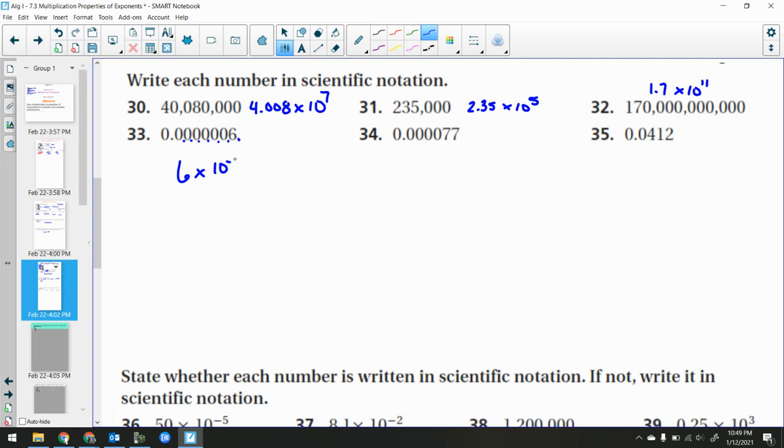So negative 7th power. Number 34, I've got to make it go all the way to 7.7 times 10 to the negative 1, 2, 3, 4, fifth power. Number 35, 4.12 times 10 to the 1, 2, negative second power. And those are all in scientific notation now.